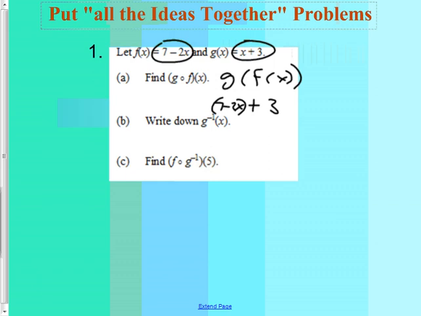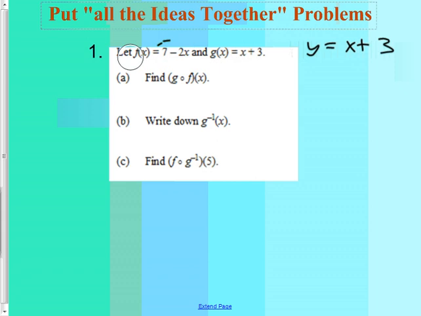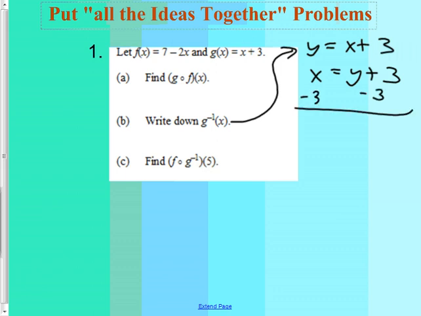Now, write down the inverse of the g function. Well, here's the g function, and that's like y equals x plus 3. You know that little 3-step process that I taught you? I'm going to show it to you again right now. Inverse of g means I reverse x and y. So this becomes x equals y plus 3. Why can't you just write that? Because you have to solve for y. And y equals x minus 3.